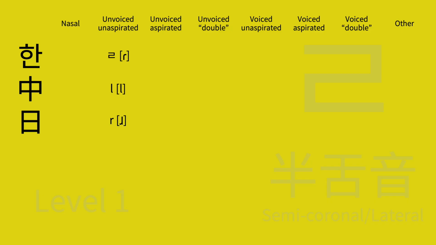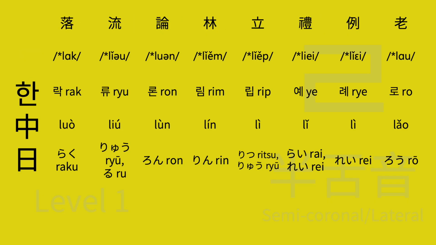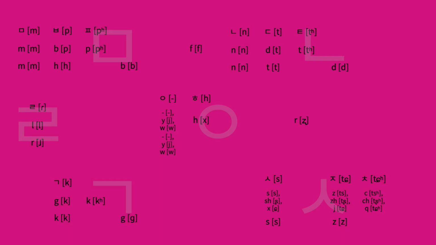King Sejong calls these the half-tongue sounds. In Hangul, this is the consonant ryul. For Korean, we have R. For Mandarin, we have R. For Japanese, we have R. Here are some characters within this group. And that's level 1 of our system for initial consonants.